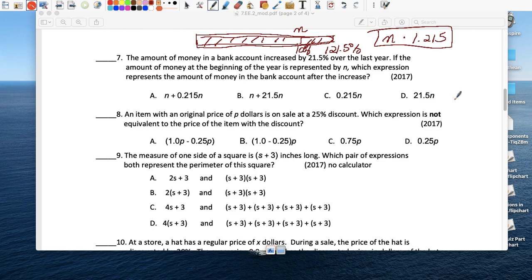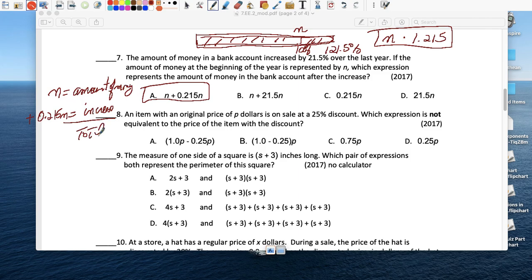None. What in the heck? Well, there is this one. And again, what does this represent? So they did it differently. Here, N is the amount of money that you have, and then 0.215N is the increase. So they're adding those two. So they're adding the amount of money that you have, and then they're adding the increase, and you get the total. So they're doing it in two parts instead of doing it in one straight shot.